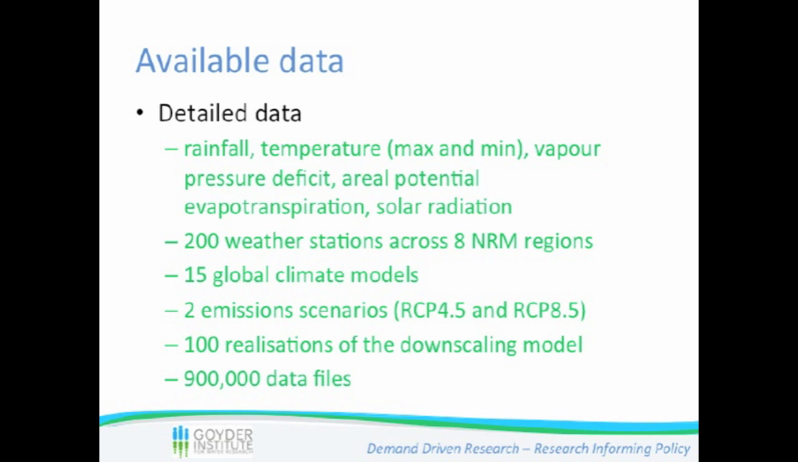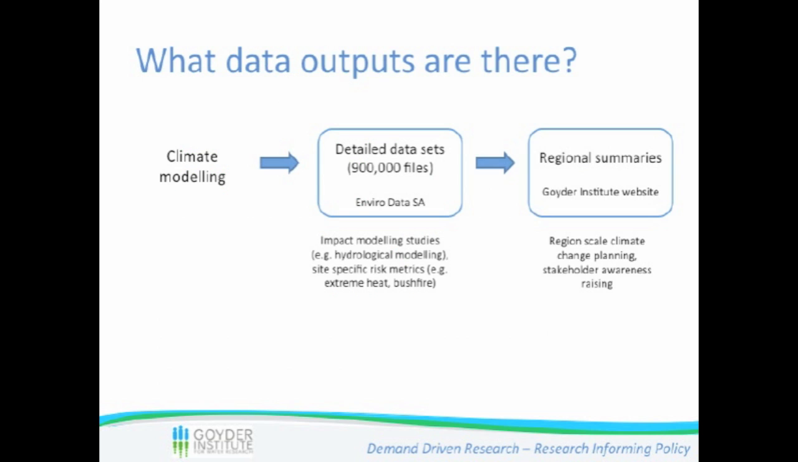So what I'm trying to do here is establish just the breadth of data that is available, and when you add all that up, you end up with 900,000 data files relating to the weather stations across the state for these different variables. So there's a massive wealth of information here upon which we can now draw to look at how do we better inform decision making in the state. So what data outputs are out there?